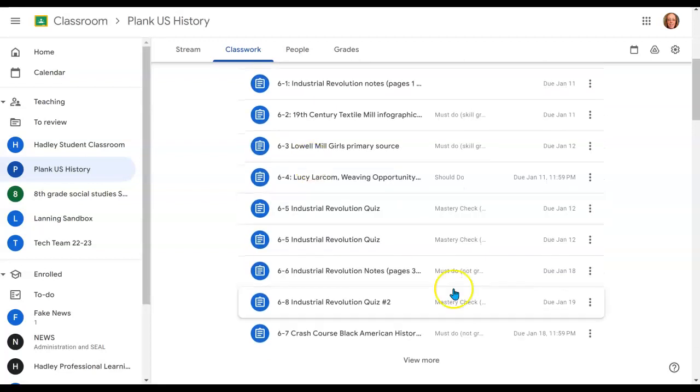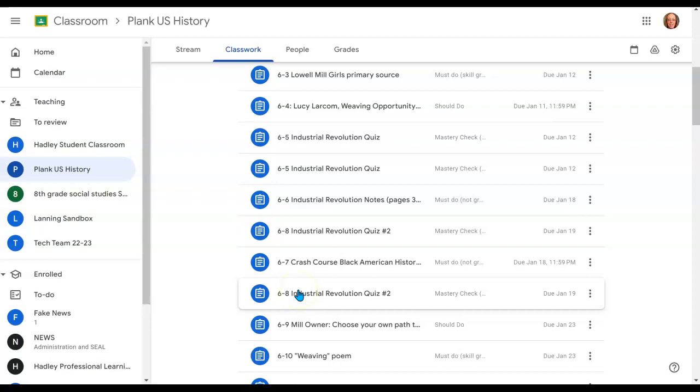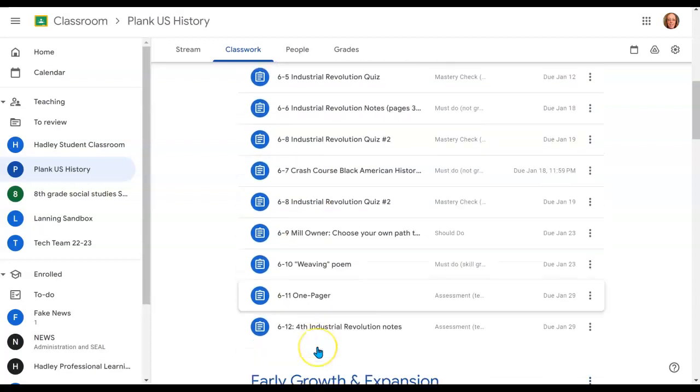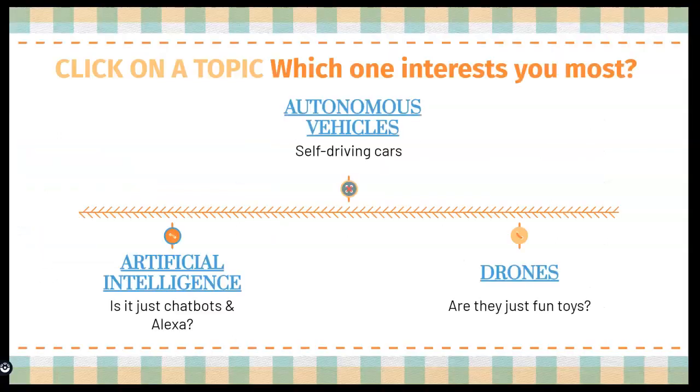Today you should be working on wherever you are in this stream of Industrial Revolution Unit 6 assignments. So, if you don't know where else to work, come down here to 6-12. But if you already know you need to finish up your 6-6 notes, or you are still working on something else up here, that's okay. Do that instead. But if you don't know what else to do, go to 6-12. If you are ready for 6-12, here's what it looks like.